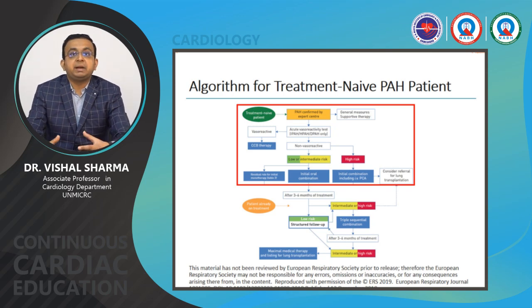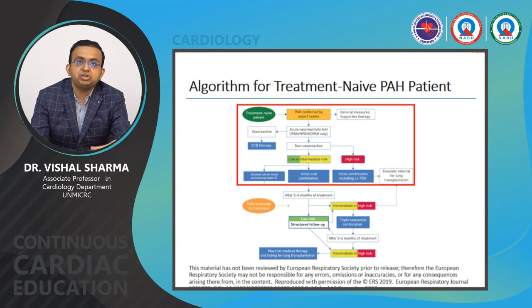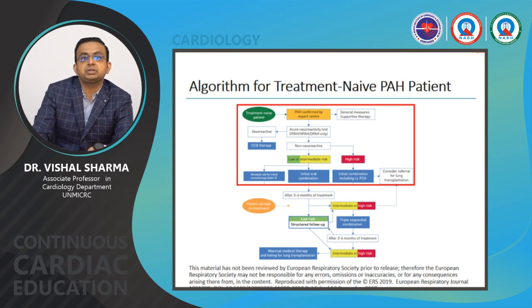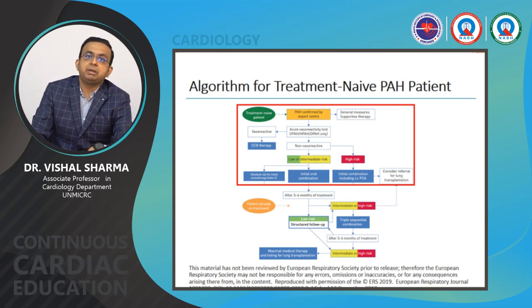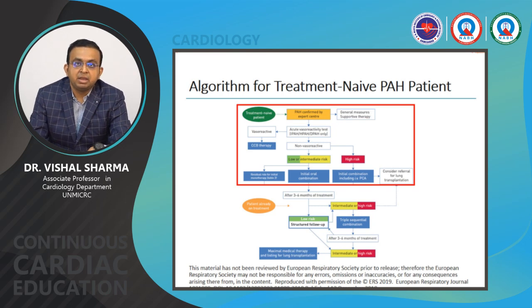This was proposed by the World Symposium on Pulmonary Hypertension, which met in Nice in 2018. Whenever you have a patient who has been diagnosed with pulmonary arterial hypertension, you need to refer the patient to an expert center. Now this is the first point, which has been really stressed upon during this meet. Whenever a patient is diagnosed with pulmonary arterial hypertension, you need to refer the patient to a center which is managing patients with pulmonary arterial hypertension. Here at UNMICCE, we serve as an expert center for Western India for pulmonary arterial hypertension.